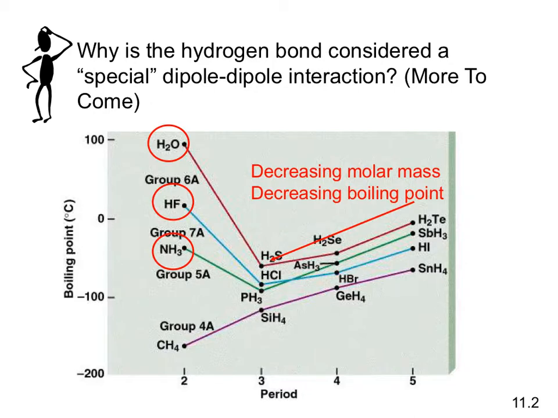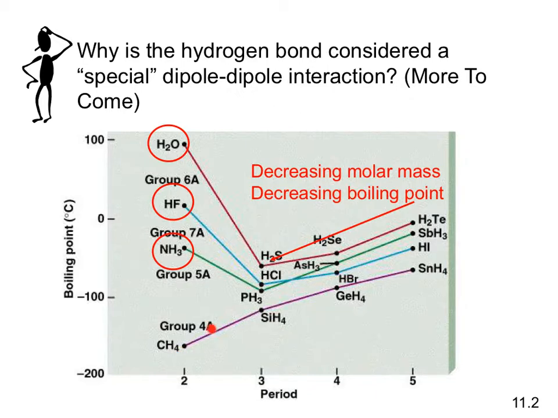So, the hydrogen bond is a special dipole-dipole interaction because it is so strong. If you notice here, we have a graph of boiling points of various chemicals. And in general, the trend that you see is that the smaller the molecule, the smaller the mass, the more easily it will boil. So the lower the boiling point.